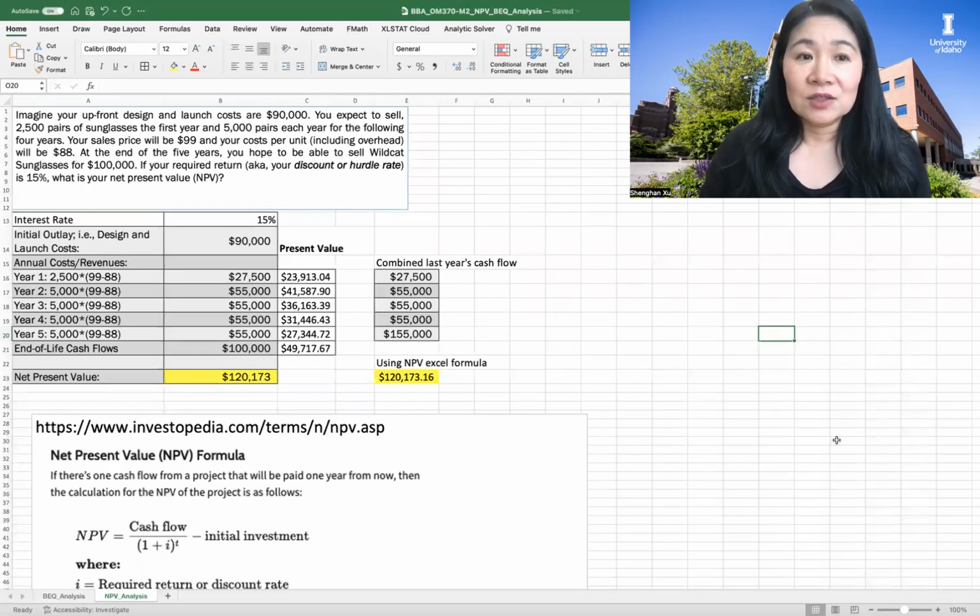So, net present value is essentially a tool for us to evaluate that kind of situation.